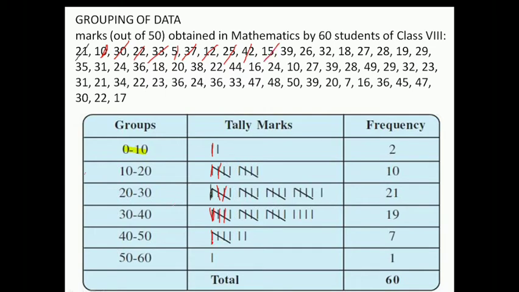15 between 10 to 20. 39 between 30 to 40. 26 between 20 to 30. 32 between 30 to 40. So I have already drawn 4 standing lines here, and I will make a slanting line for our fifth observation, which will be a group of 5.